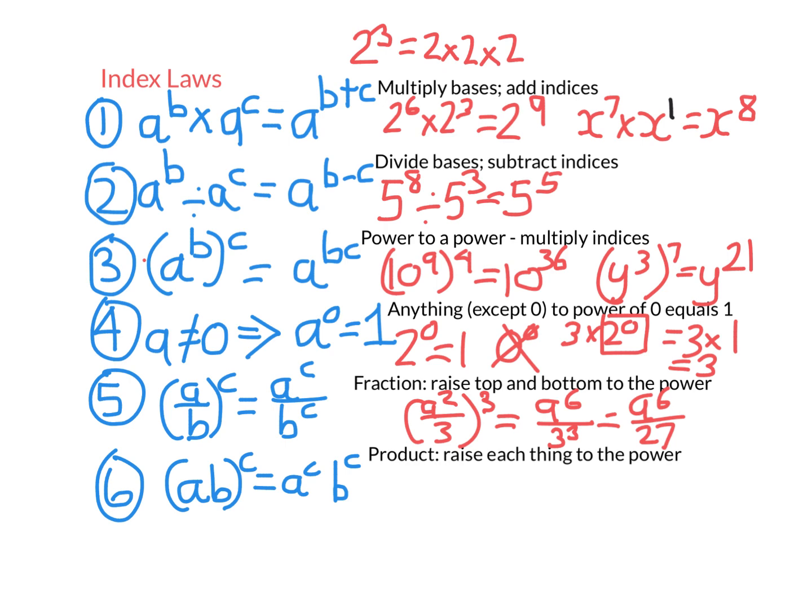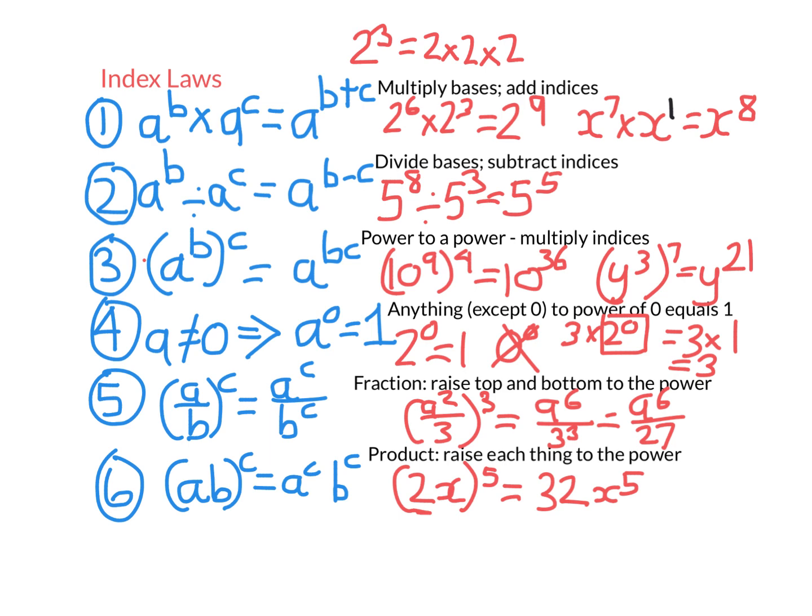And the final index law says when you have a product to a power, you raise everything in the product to that power. So if you have something like 2x to the power of 5, you need to raise the first thing in the product to that power. So 2 to the power of 5 is not 10. It's 2 times 2 times 2 times 2 times 2. It's actually 32. And then we need to raise the second thing in the product to that power. So the final answer there is 32x to the power of 5.